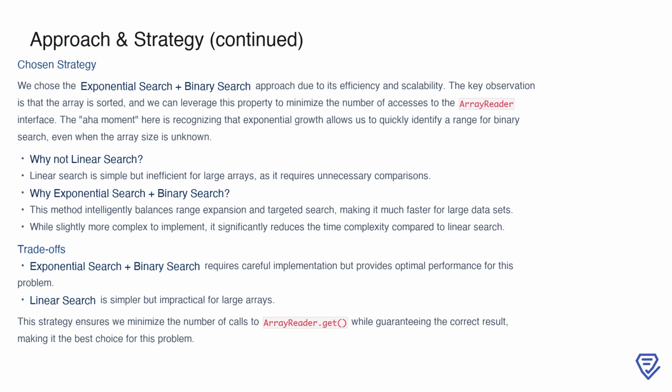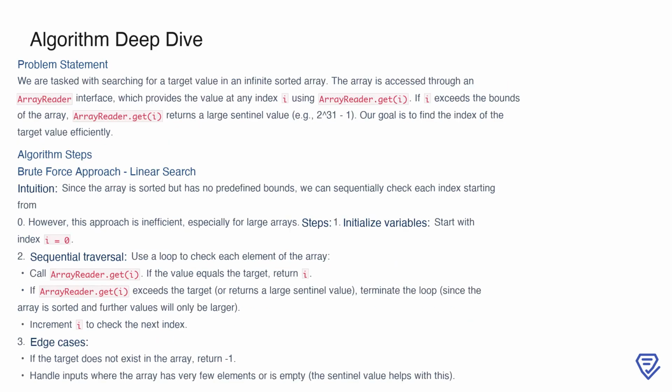By leveraging the sorted property of the array and reducing unnecessary comparisons, we ensure an optimal solution that scales well, even for very large datasets. In this problem, we're tasked with finding the index of a target value in an infinite sorted array. The challenge here is that the array doesn't have predefined bounds, and we can only access elements through an array reader interface. This interface allows us to retrieve the value at any index i using arrayReader.get(i). If the index exceeds the bounds of the array, the interface returns a large sentinel value, such as 2 to the power of 31.